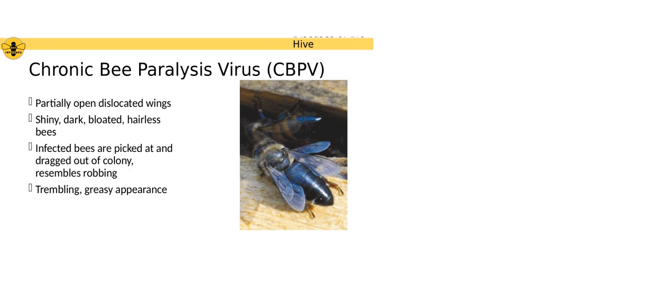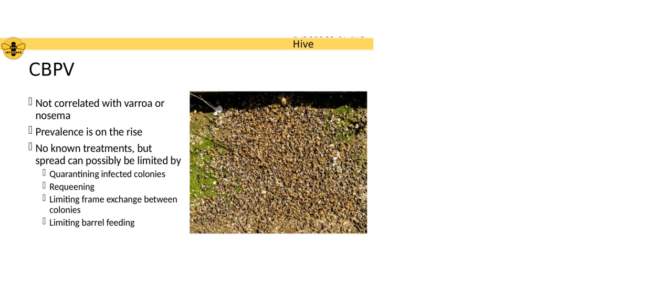So another one is chronic bee paralysis virus. I think I get a lot of questions about this, but there's not much that you can do. It's partially open and dislocated wings, so they could be shiny bees, black bees, dark bees, not just typical black bees, but they'll look really hairless and greasy. The infected bees are picked out of the colony. It sort of looks like a robbing, but they're actually being removed. Sometimes they'll be trembling out in front of the colony, but you'll see that K-wing a lot too with these.